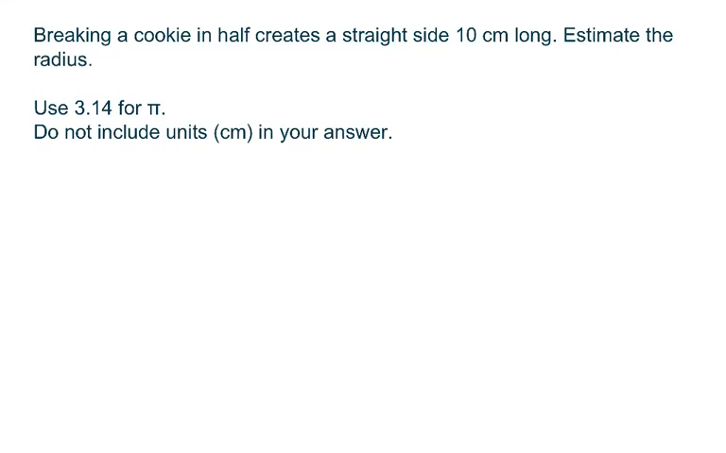Breaking a cookie in half creates a straight side 10 centimeters long. Estimate the radius. Use 3.14 for pi. Do not include units in your answer.